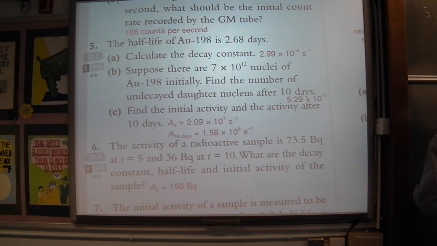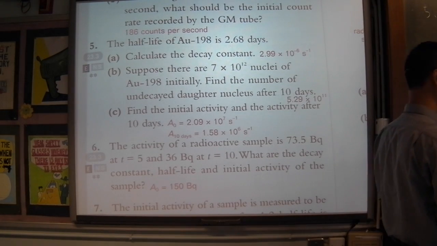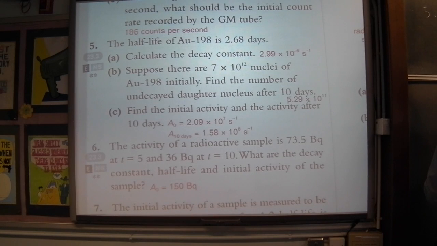Easy. Now, activity A just equals k times N naught. So k is just 0.259 times, and N naught is 7 times 10 to the power 12. So it is 1.813 times 10 to the power 12 per day. So this is the activity per day. In order to convert into per second, we just divide by 86,400.